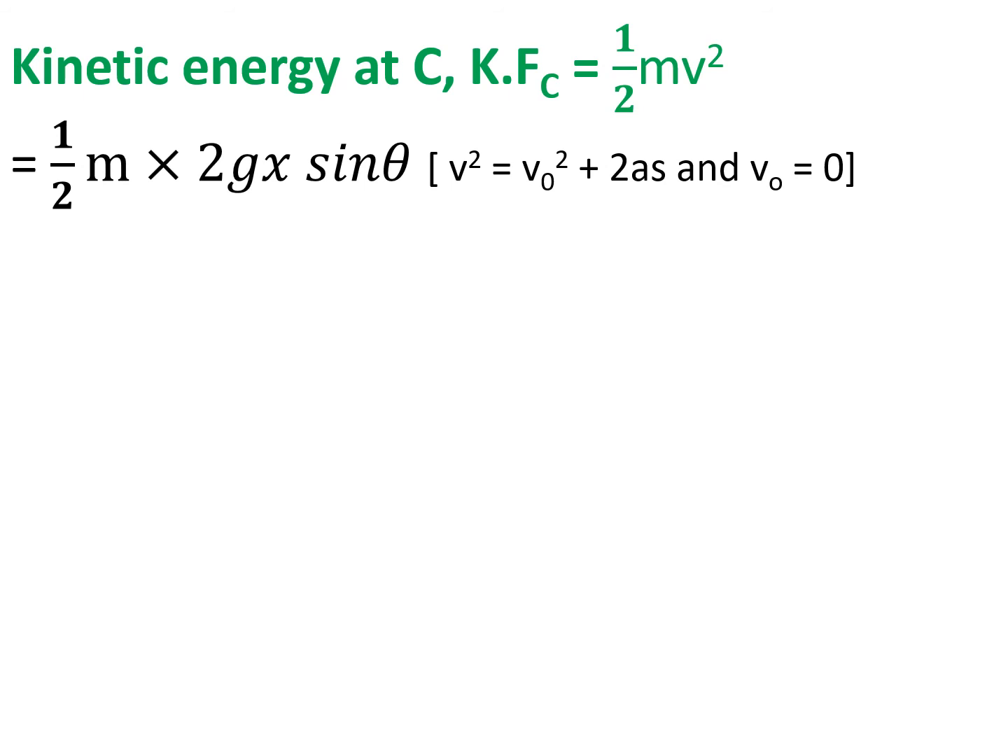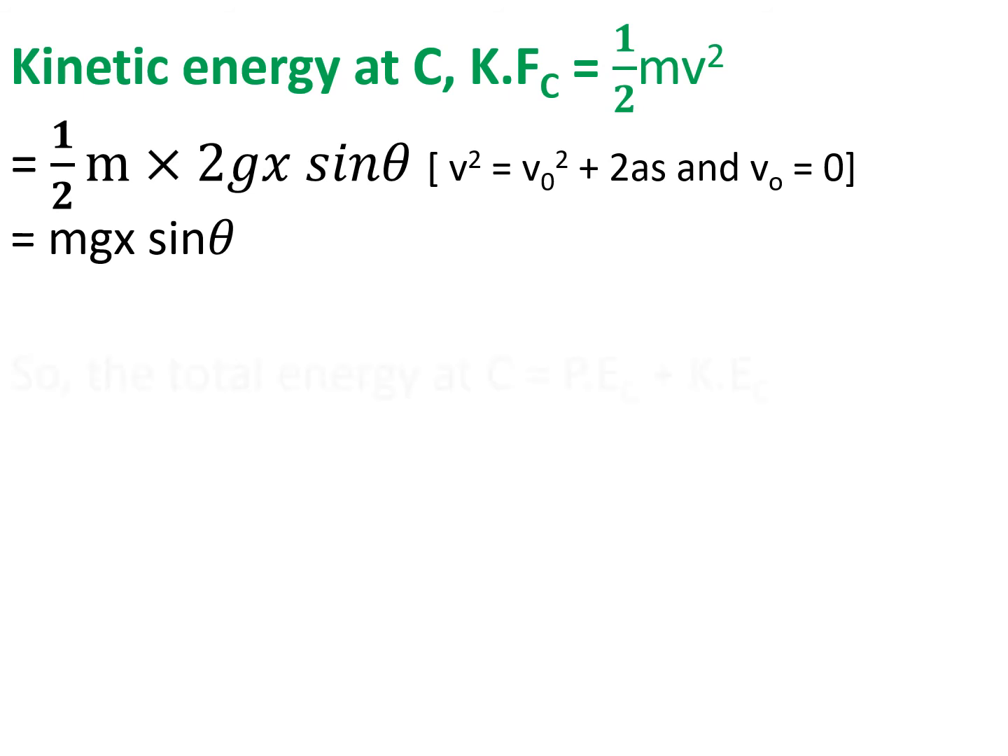Now, dear students, what will be the kinetic energy at C? We know kinetic energy means half mv square, which is half m into 2gx sin theta. Here v square equals v naught square plus 2as, and v naught is 0. That means finally we get mgx sin theta. It is the kinetic energy.